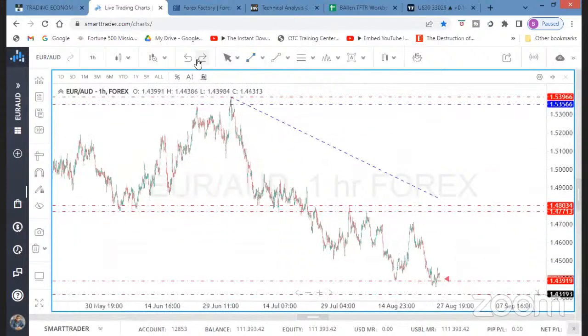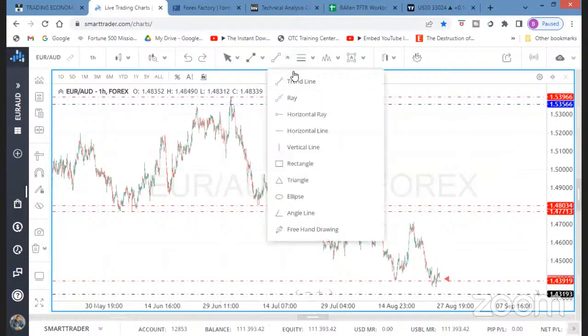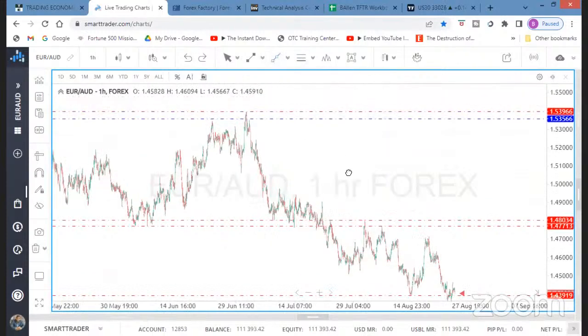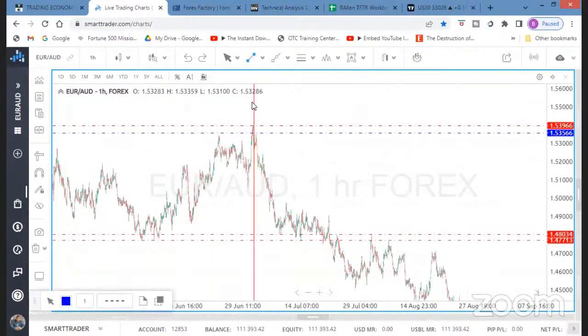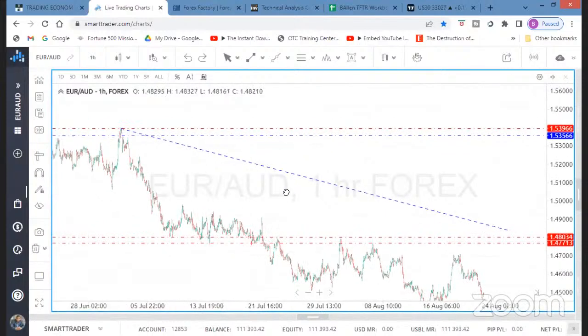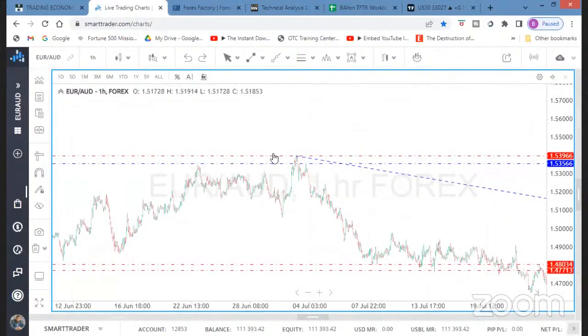We got too close, so I have to manually draw it, like that. Sometimes you'll get this trend line with the smart trader. It'll do it like that, because you got highs that are real close, right, in this area.